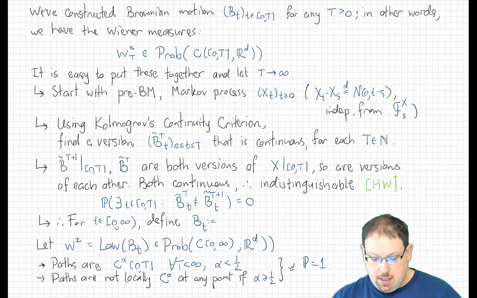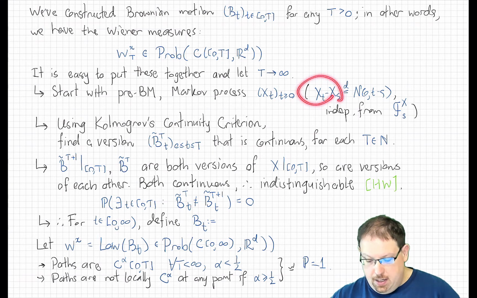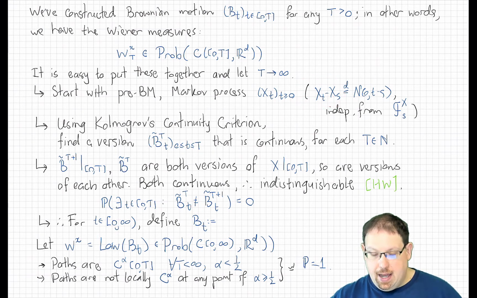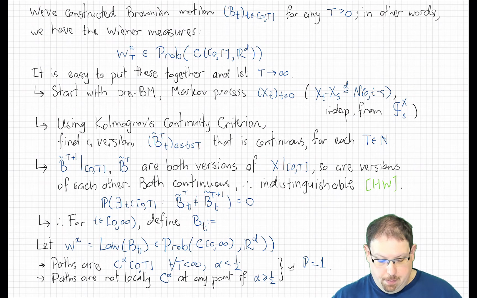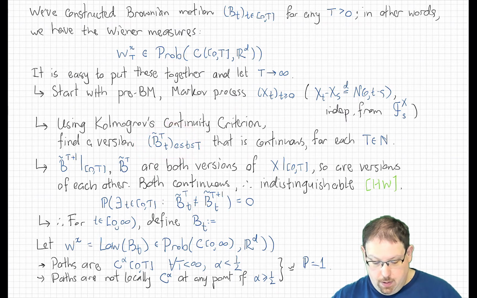Remember, that's just a Markov process X_t, which is defined on the entire positive real line, constructed via Kolmogorov's extension theorem, to have increments that are independent and normally distributed, where the increment from s up to t has variance t minus s. Now, as we did before, for each natural number capital T, we can find a continuous version of this process on the interval from 0 up to T.